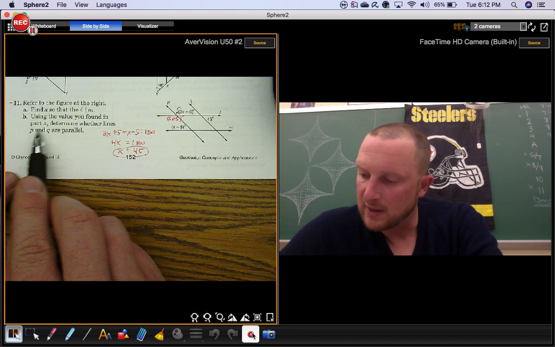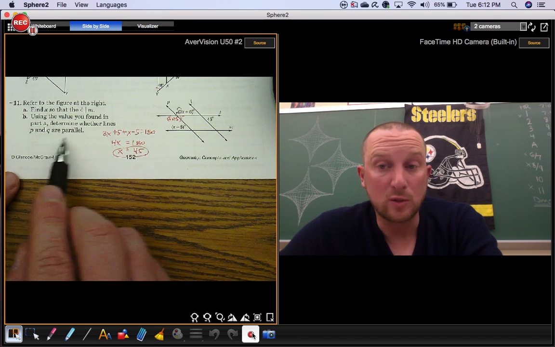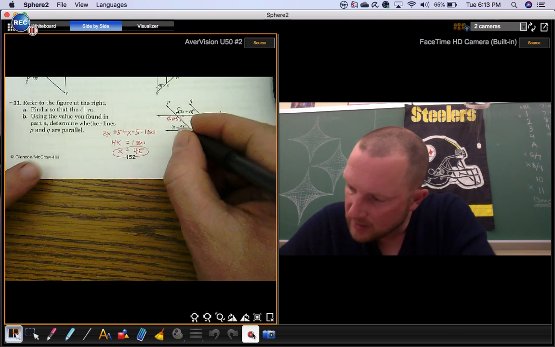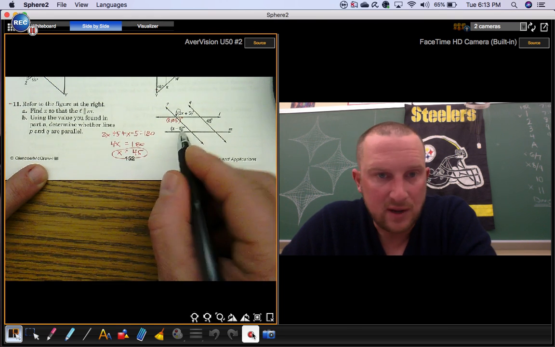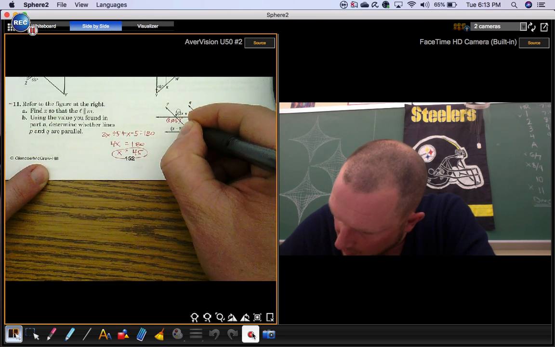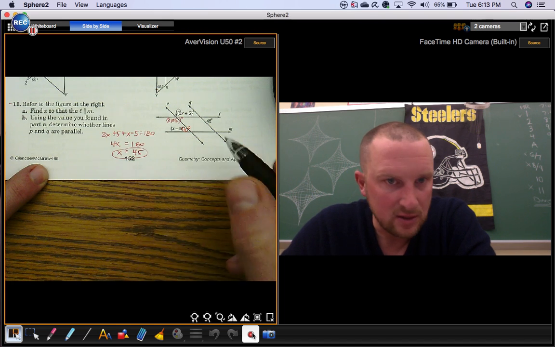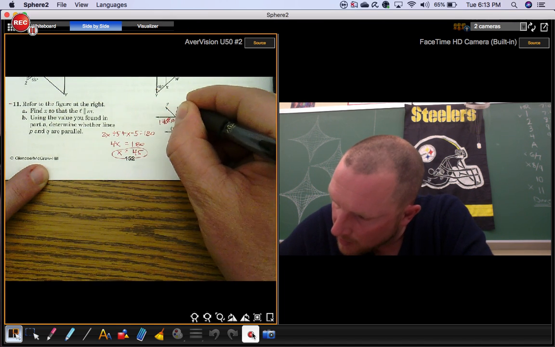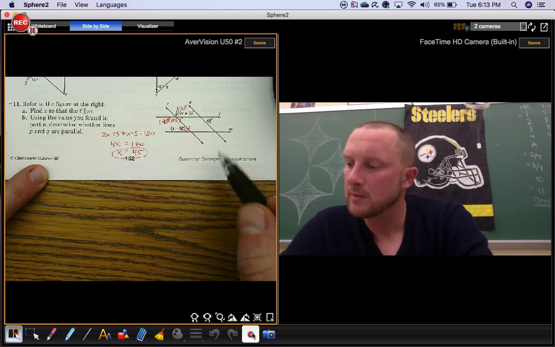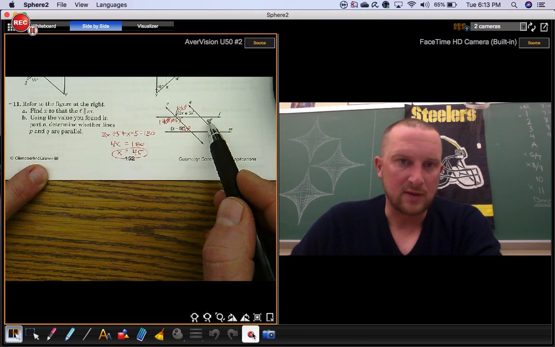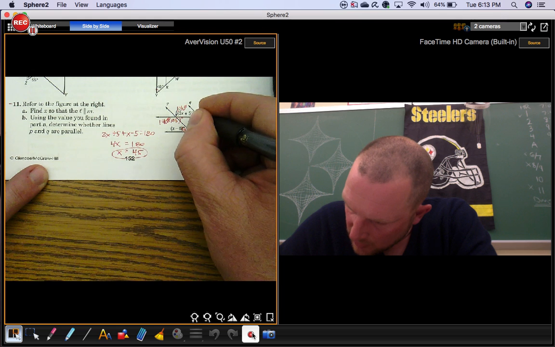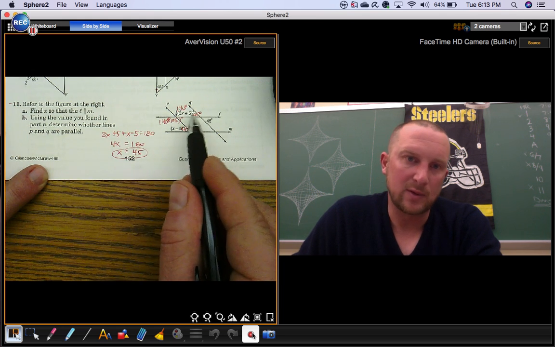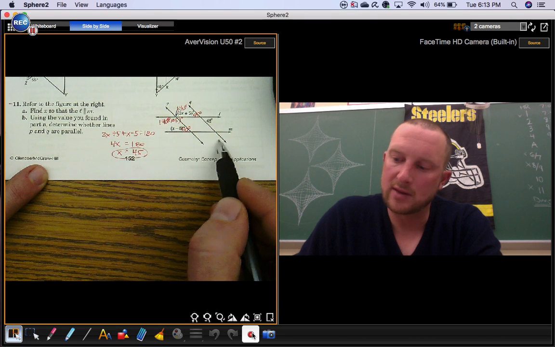Using the value you found in part A, determine whether lines P and Q are parallel. Well, if x is 45, that's going to make this angle 45 minus 5. So this guy's 40. And I know that's tough to see in there. But this one's 140 because they're supplementary. And notice how we have a 45 over here. So if we transfer its vertical angle over, 45 and 140 don't add up to 180. So those lines are definitely not parallel.